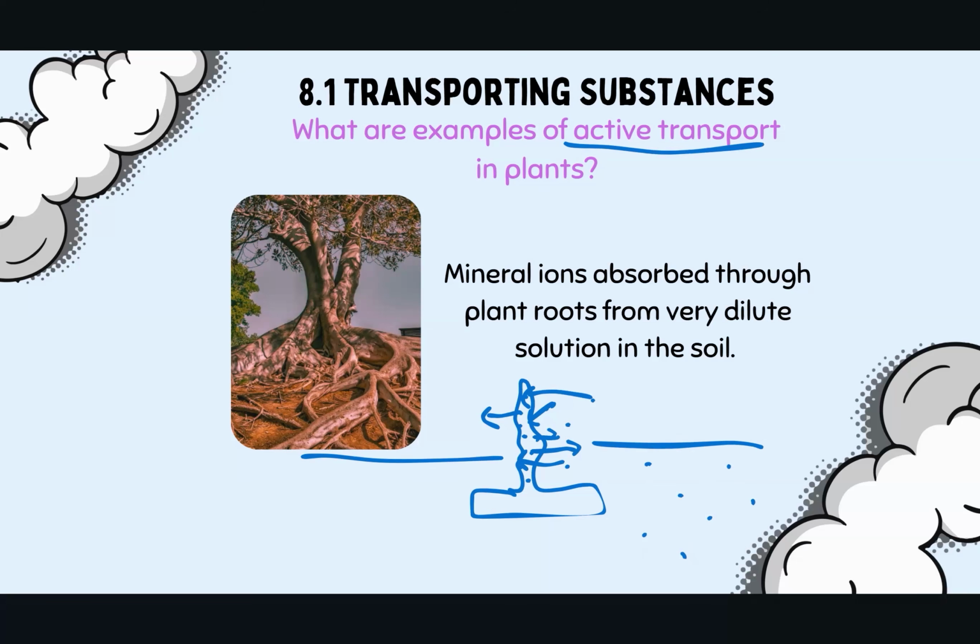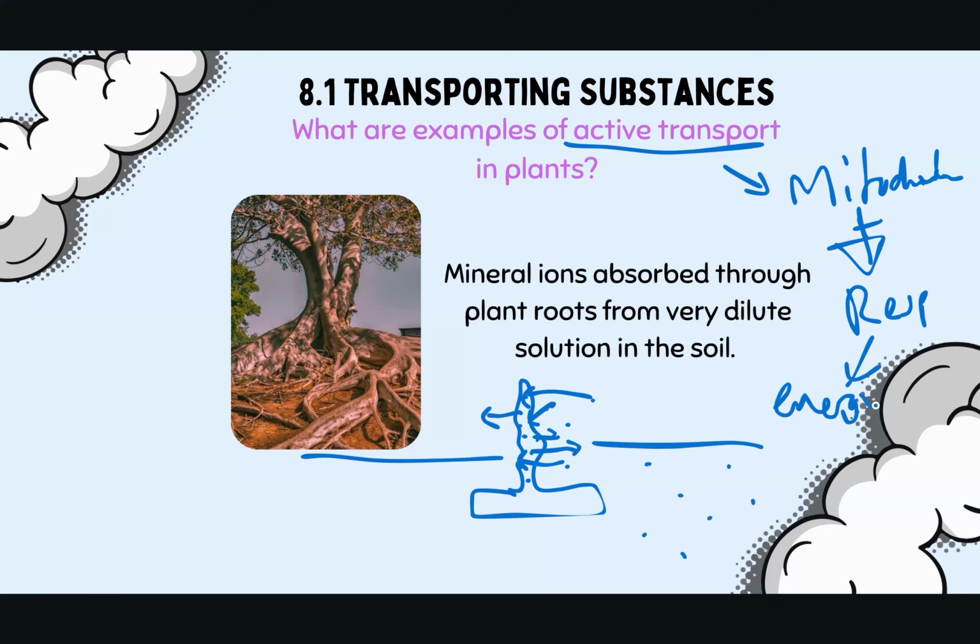Now, whenever we say the word active transport, what should we automatically link it to? We should link it to mitochondria. And what is mitochondria? That's where respiration happens. And what does respiration provide? It provides energy.